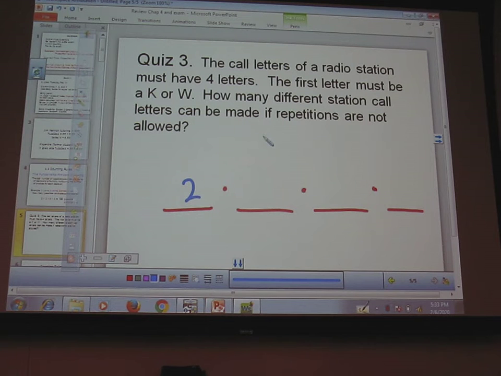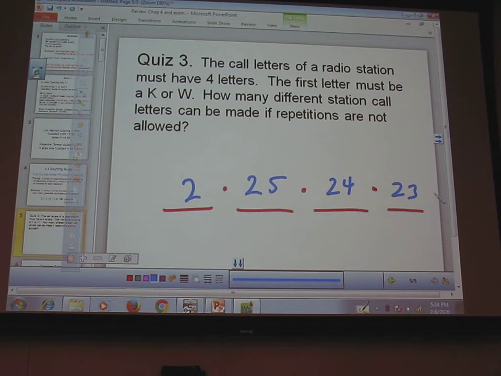So you cannot reuse letters. In other words, if you pick K first, you can't pick K again. But you could pick W. If you pick W first, you can't pick W again. But you could pick K. So once you pick a letter for the first one, how many options are there for the second letter? 25. So there's 26 letters in the alphabet. You used one of them for the first spot. So now you have 25 left. Okay, after you pick that one, how many do you have left? 24 for the next option. And the last option? Okay?